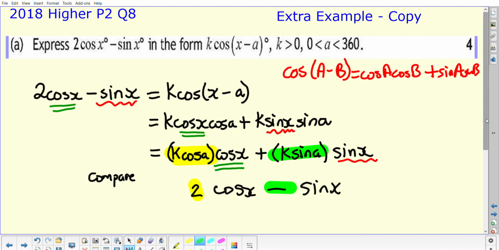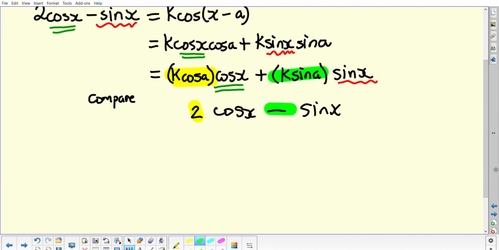So over on the left here, I'm going to write, and this is where I would usually write it, I would write down that what I'm doing is equating the coefficients.